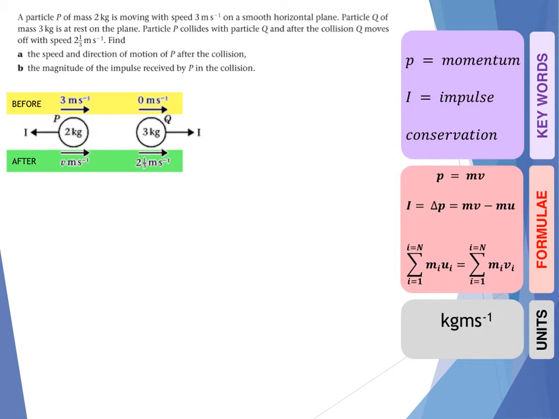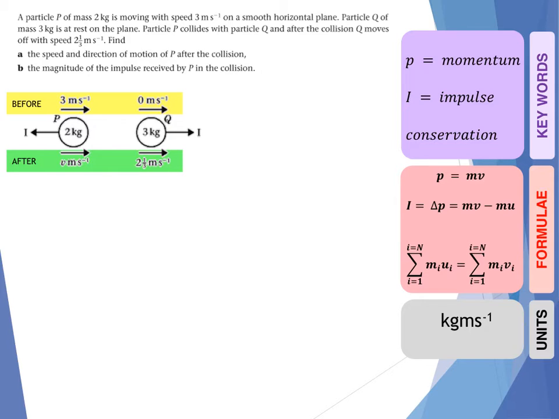Now we can have a look at part B, finding the magnitude of the impulse received by P in the collision. Although it says the impulse received by P, there's absolutely no need to use P because we already know that impulse is equal and opposite, so it doesn't matter if we choose Q instead. And I would suggest that choosing Q would be a better option because just in case you messed up part A using P, you don't also want to mess up part B.